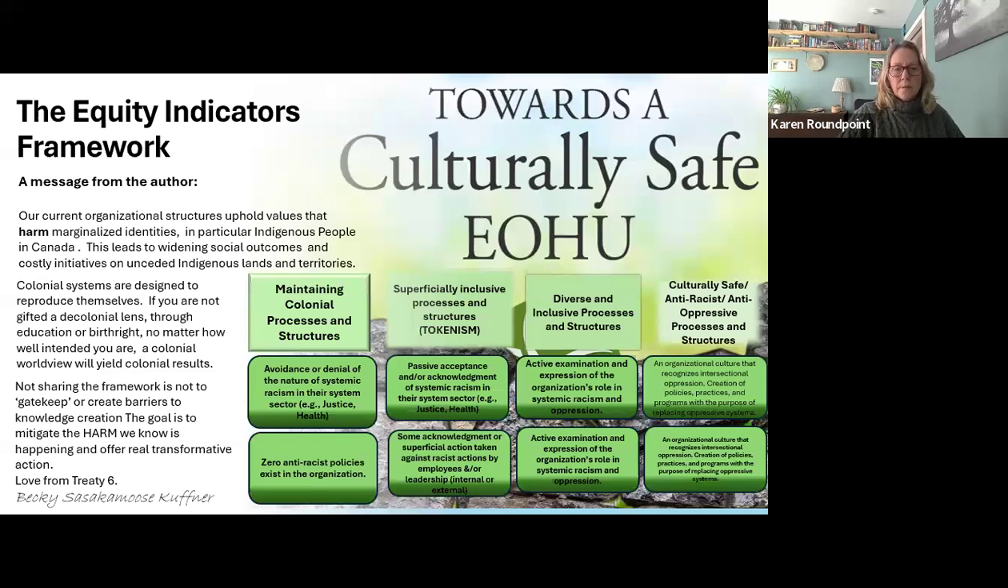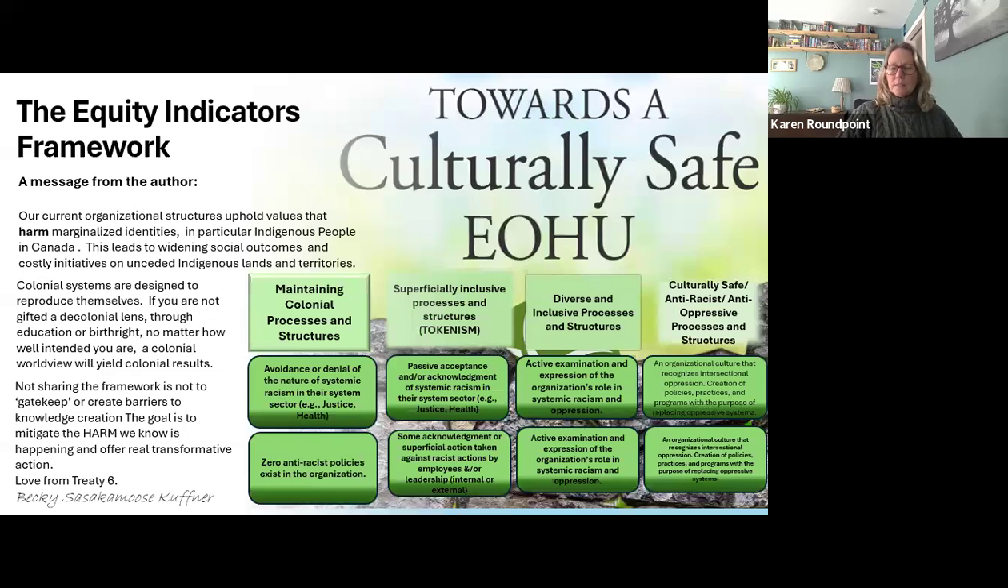Very important concept. If you are not gifted a decolonial lens through education or birthright, no matter how well-intended you are, a colonial worldview will yield colonial results. Not sharing the framework is not to gatekeep or create barriers to knowledge creation. The goal is to mitigate the harm we know is happening and offer real transformative action. And this was with love from Treaty 6 from Becky. At the same time, she's sharing a glimpse, and this is a process that we're undertaking.